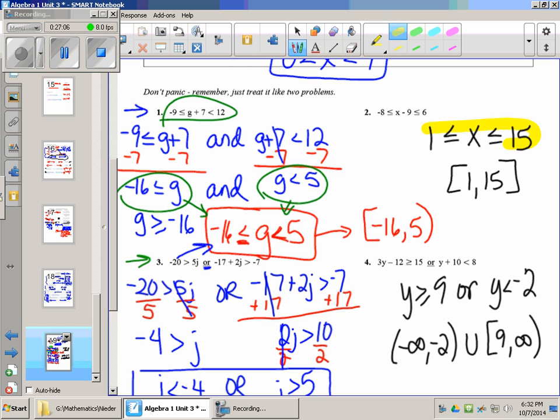So you might have written your answer in inequality form, or if you wrote it in interval notation, it would look like that. 1 to 15, square brackets, because both of those inequality signs had less than or equal to on them. Okay, for number 4, your solution should have been y is greater than or equal to 9, or y is less than negative 2. In interval notation, that would be what your answer looks like.